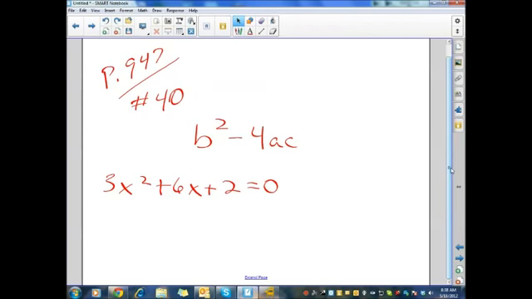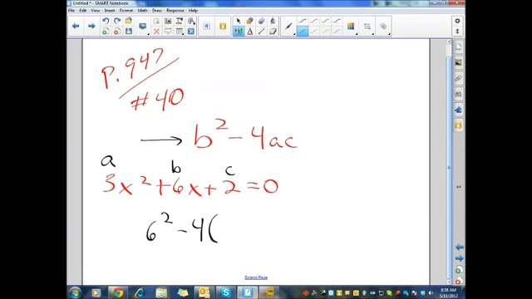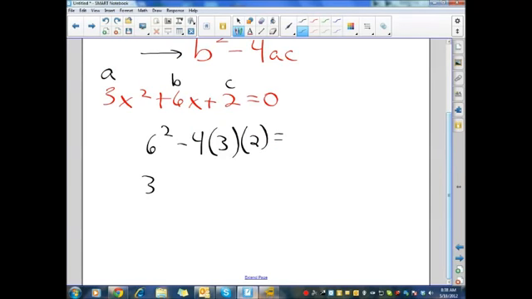So let's establish our A and our B and our C. What's A? 3. And what's B? 6. And C? 2. Good. So then let's fill in the discriminant. B squared, 6 squared, minus 4 times A times C. So that'll be 36 minus, what? 24, which is going to give me 12. So the discriminant in this case equaled 12.